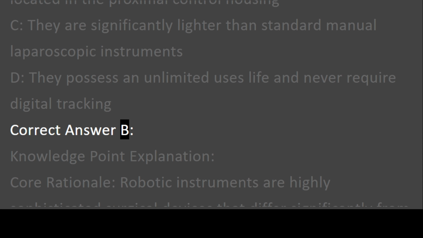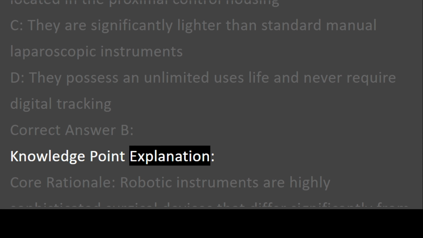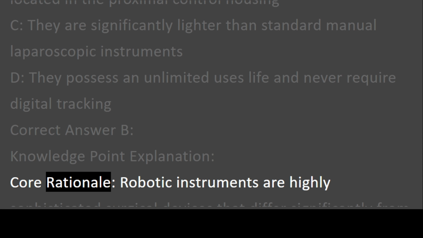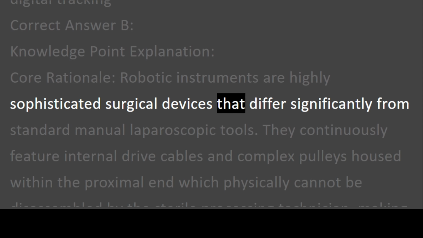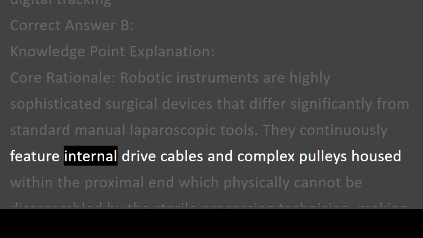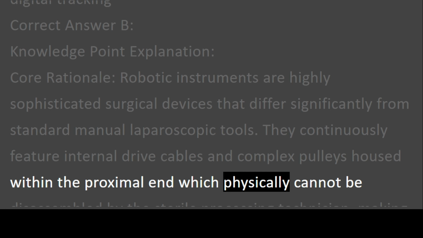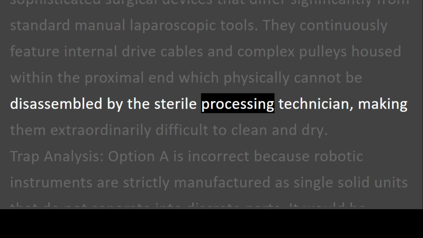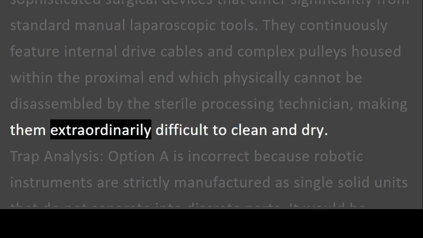Correct answer B. Knowledge point explanation. Core rationale. Robotic instruments are highly sophisticated surgical devices that differ significantly from standard manual laparoscopic tools. They continuously feature internal drive cables and complex pulleys housed within the proximal end, which physically cannot be disassembled by the sterile processing technician, making them extraordinarily difficult to clean and dry.